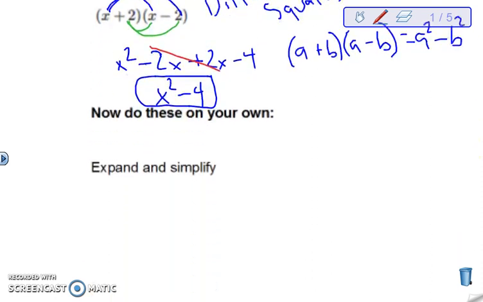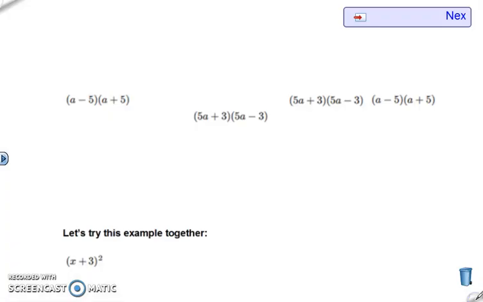Again, we got a couple examples for you to work on your own. All right. Looks like it printed weird when I printed it out. So these are for you to work.